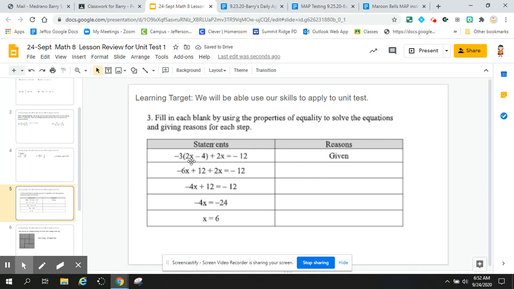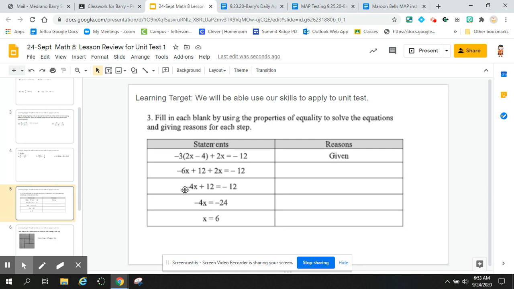So here is the equation. What did they do in this step that's different from this first step? Well, they don't have parentheses anymore, so they use the distributive property. What I would like for you to do is write the words distributive property right here in this blank. And then from this step, what did they do to get from negative 6x plus 12 plus 2x equals negative 12 to get to negative 4x plus 12 equals negative 12? Well, I noticed that they combined the negative 6x and the positive 2x and got negative 4x. So in the spacer, you would say combine like terms.